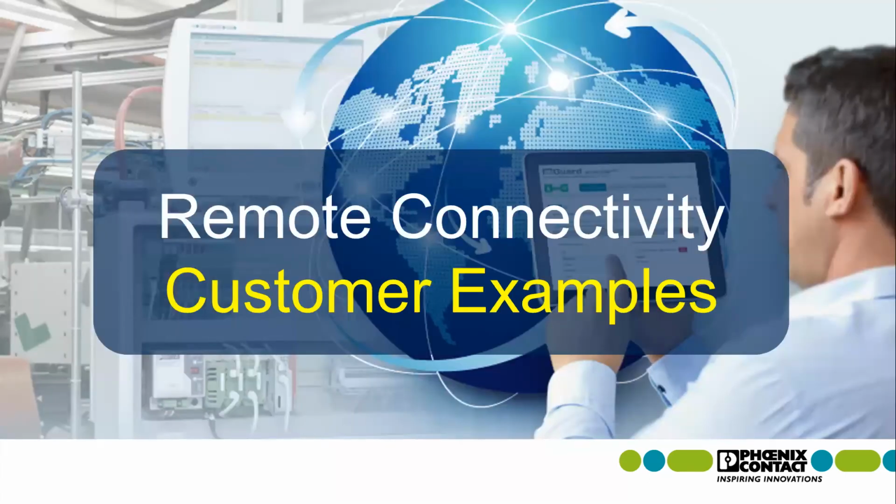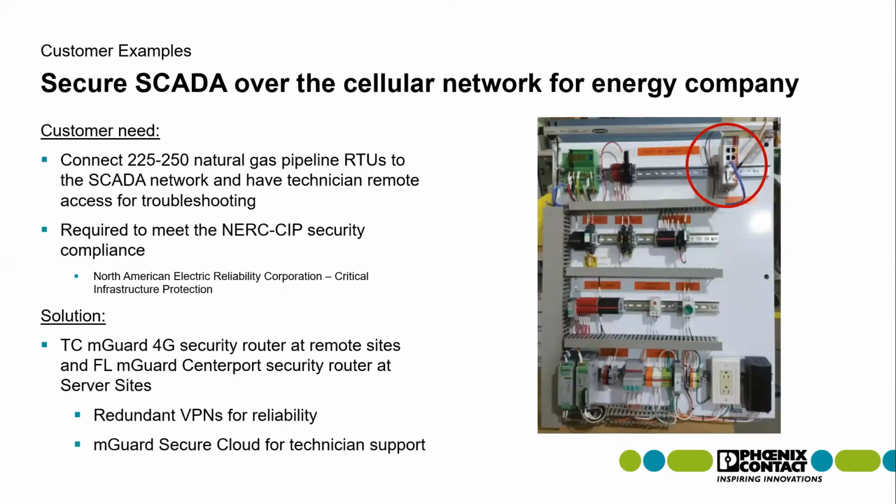And so finally, I would like to wrap this all together with a couple of customer examples. First, we had a natural gas company that wanted to connect about 250 natural gas pipeline RTUs to their SCADA network and have the ability for technicians to have remote access for troubleshooting. Because they're a natural gas company, they were required to meet NERC CIP security compliance. NERC is the North American Electric Reliability Corporation. They can actually fine companies if they don't practice the best cybersecurity principles, and this can be very costly.